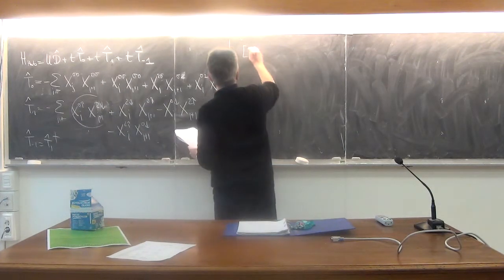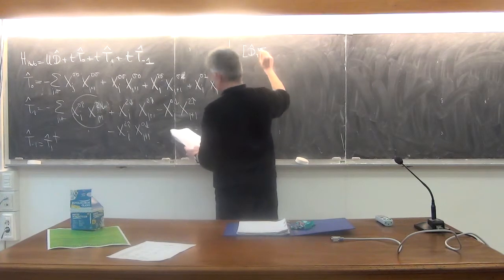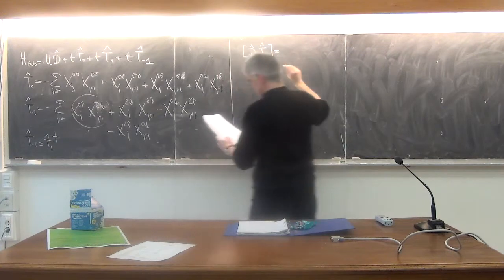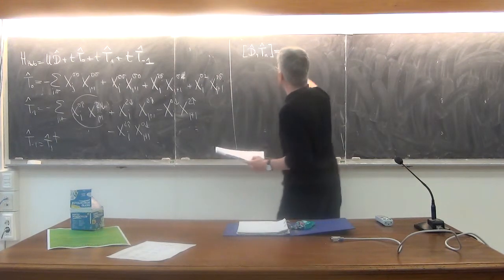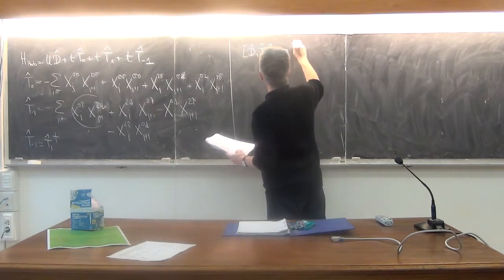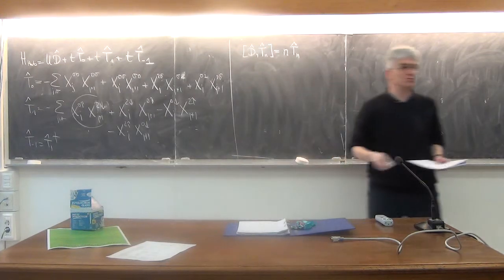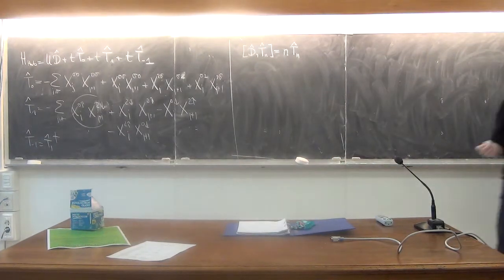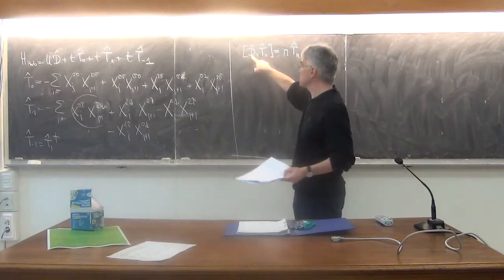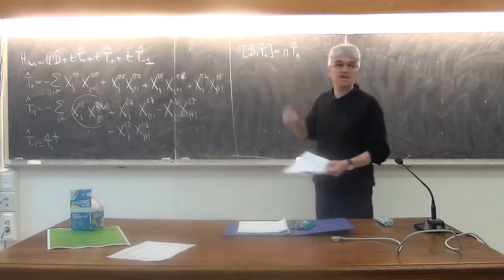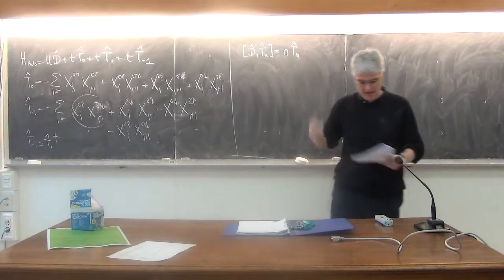Now, you can easily check, although this is kind of obvious by construction, that these operators have nice commutation relations with this d hat operator. It's kind of clear, right? Because this always counts the number of doubly occupied sites, and these change the number of doubly occupied sites. So you should have this algebra.